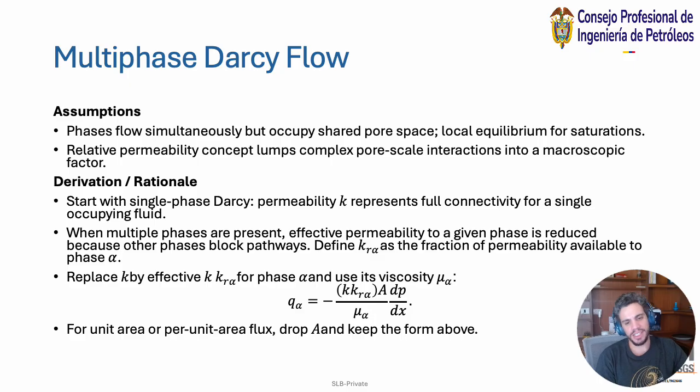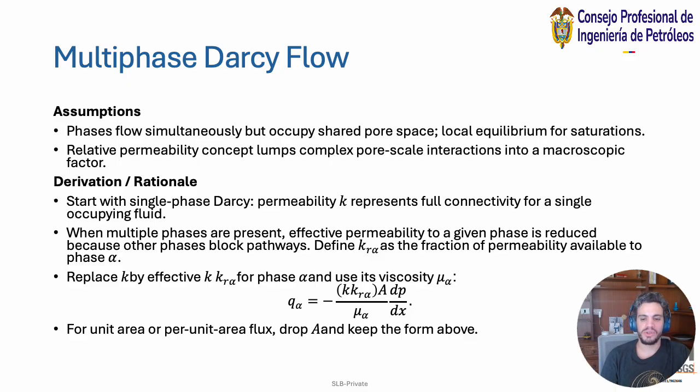So why do we need it? It is because the multiple phases share a pore space, and each phase cannot use the entire permeability, right? And this is why we get that effective permeability, or relative permeability definitions. So the pore throats become blocked, and then relative permeability is what really captures that effect mathematically.